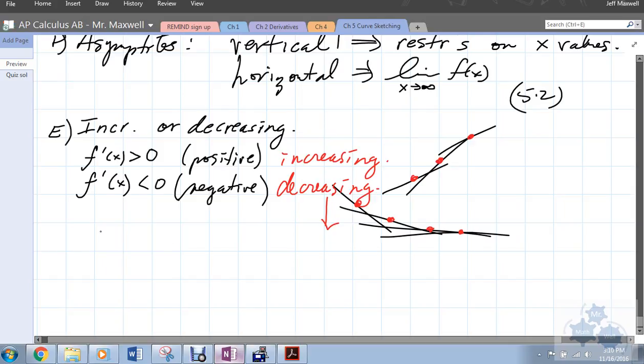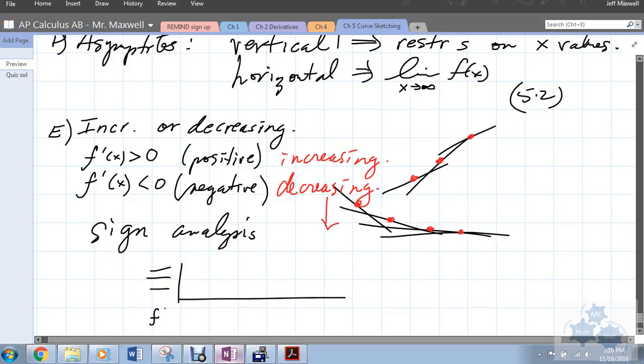But we want to do sign analysis here, right? We kind of get this from sign analysis. So if you have your factors here, here, and here, and remember this, your f prime of x, you have your critical numbers listed here, and let's say it looks like this.